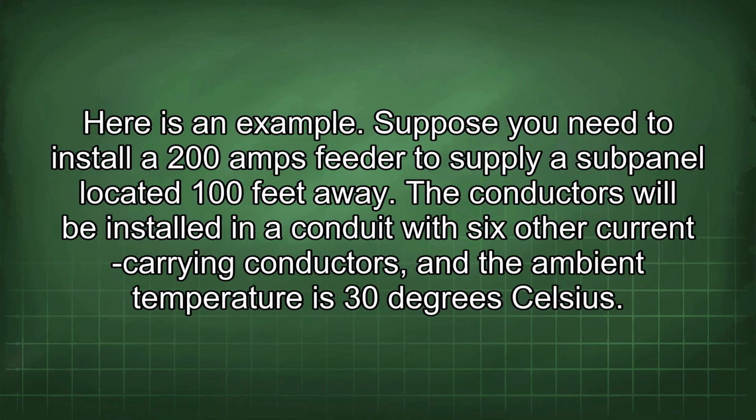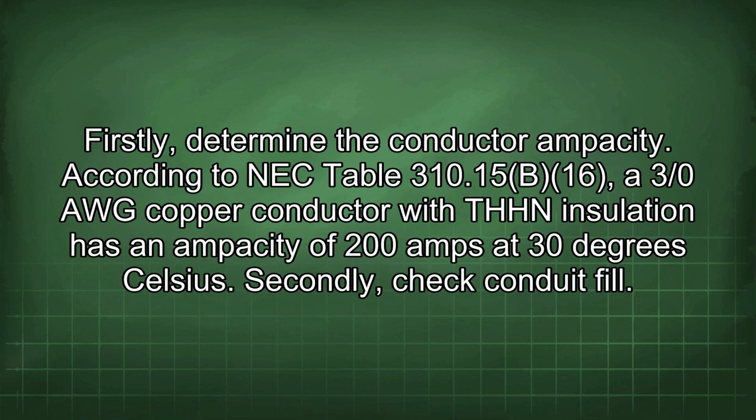Here is an example. Suppose you need to install a 200 amp feeder to supply a subpanel located 100 feet away. The conductors will be installed in a conduit with 6 other current carrying conductors, and the ambient temperature is 30 degrees Celsius. Firstly, determine the conductor ampacity. According to NEC Table 310.15(B)(16), a 3/0 AWG copper conductor with THHN insulation has an ampacity of 200 amps at 30 degrees Celsius.